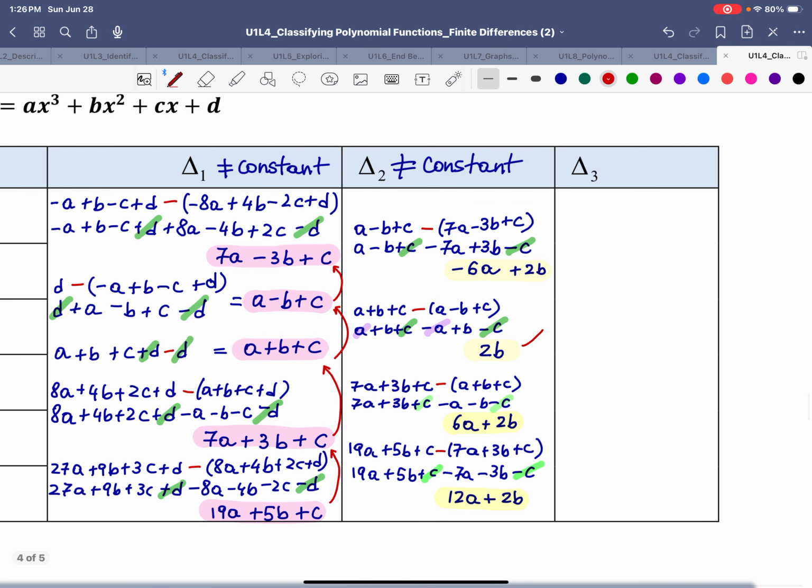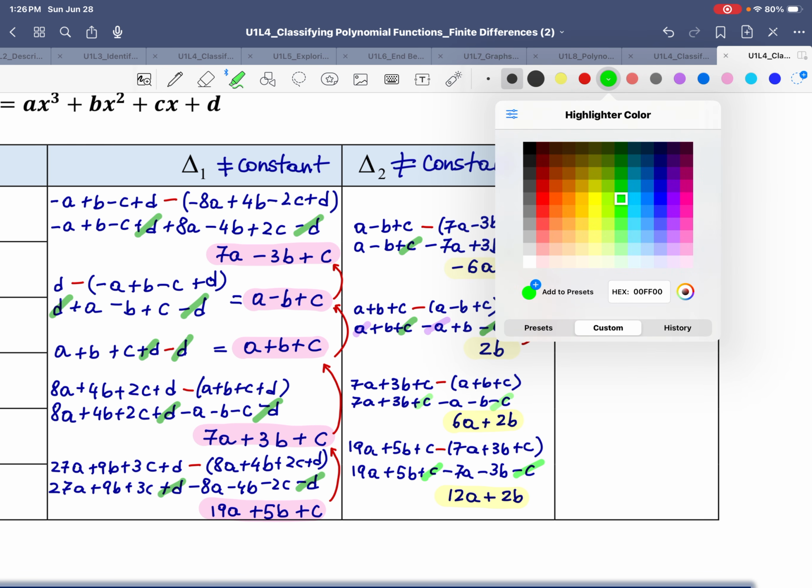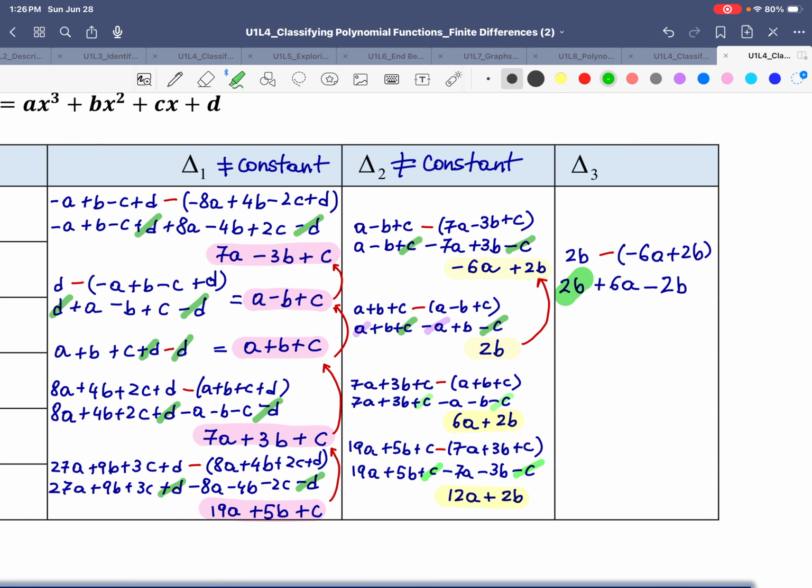So we're gonna find delta 3, same idea. So we have 2b, subtract the previous difference, which is negative 6a plus 2b. So 2b minus negative 6a is positive 6a, minus positive 2b is minus 2b. So as you can see now, it's time for b to go, and b is quietly leaving the expression. The difference is here, and we have 6a as the difference between these two second differences. Let's continue with the next set.